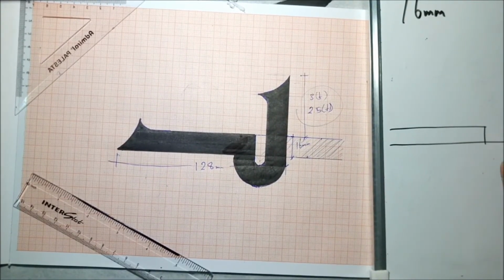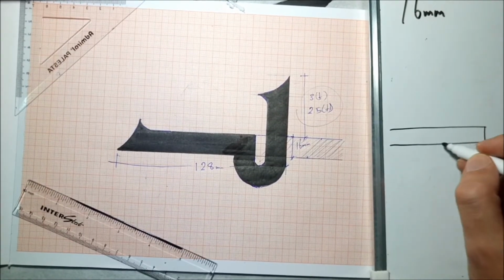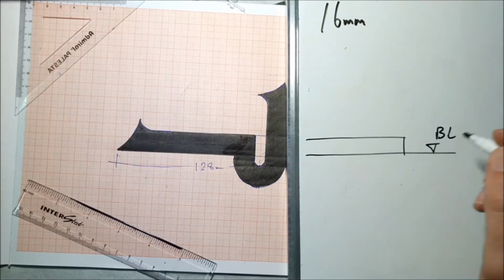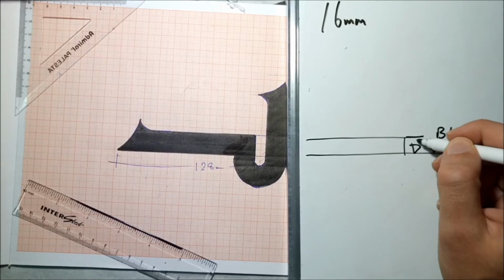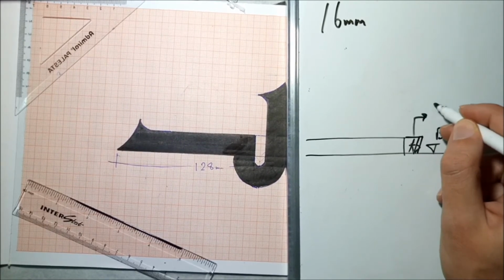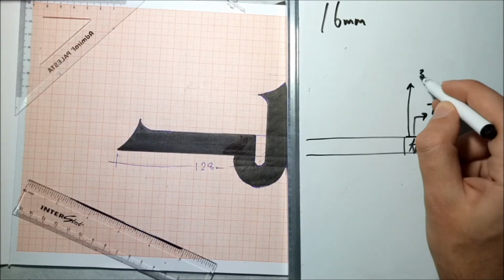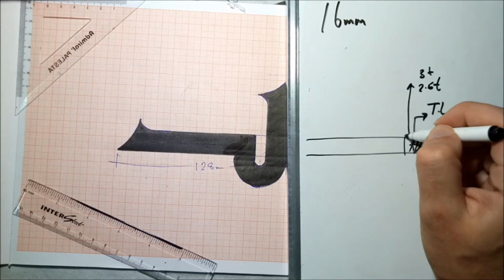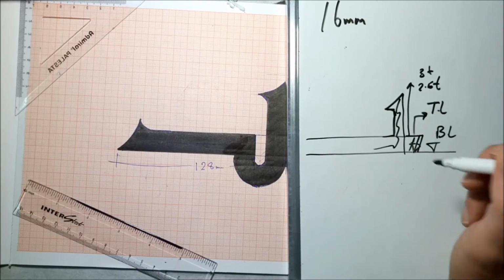So this would be our baseline. And from here, you've got the thickness line, TL. From here, you go up either 3 times the thickness or 2.5 times the thickness. Once you've drawn this part, you can color all of it.